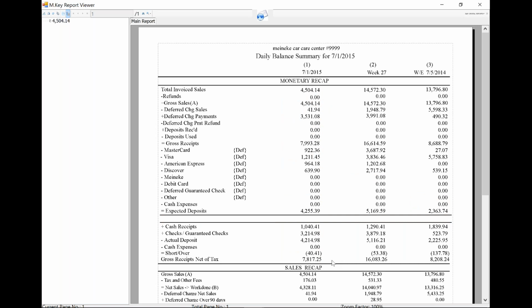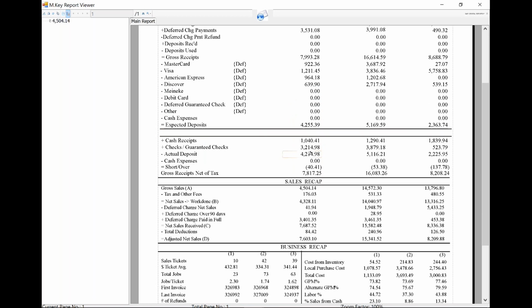This top report, from monetary recap down to where just above sales recap, is nothing but the money report. This is how you know what you brought in and where those funds came from. This also includes deferred charge payments or deferred charge sales. Obviously, if we defer it, we're not actually collecting that money today.